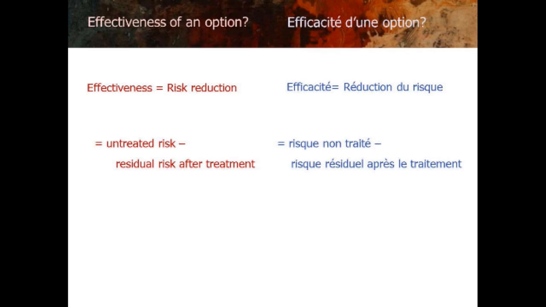So what is the effectiveness of an option? For our purposes, it's the risk reduction. How much is the risk reduced? And that's the untreated risk, subtract the residual risk after treatment. So it's the difference in risk. How much have you lowered it? Because it's important to understand with risk assessment, you might make it very small so you think of it as pretty much zero, gone, perfectly solved. It's never like that. You are reducing risk. You're not making it all go away.